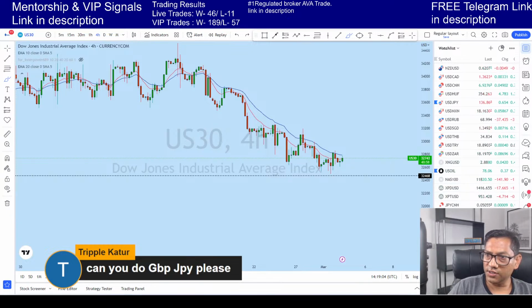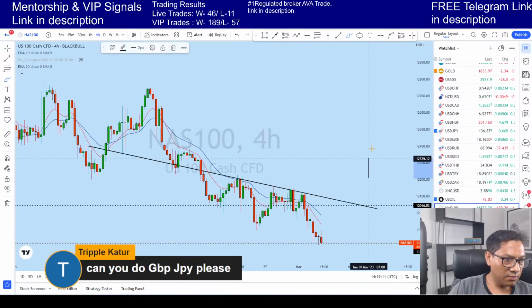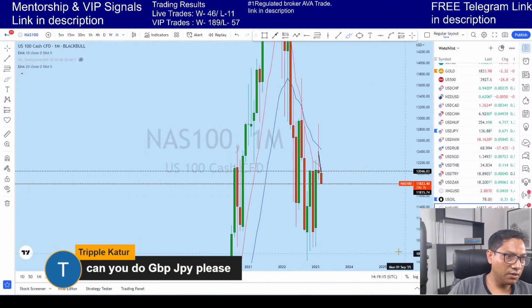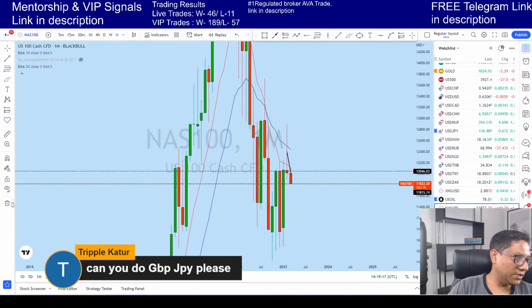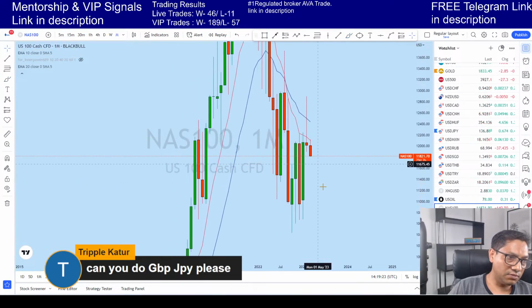Okay guys, so what I see is that US30 looks bullish to me. Nasdaq is a little bit of a different picture, but if I look at the monthly, you can see there was a monthly doji and the price is coming down. But I think that at any point we could see a reversal on this market.